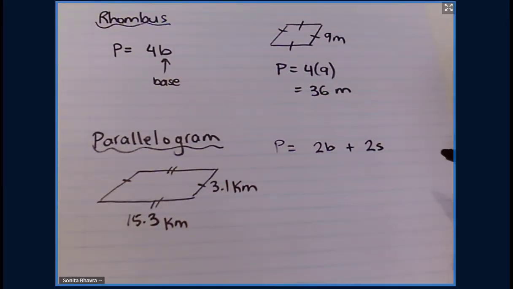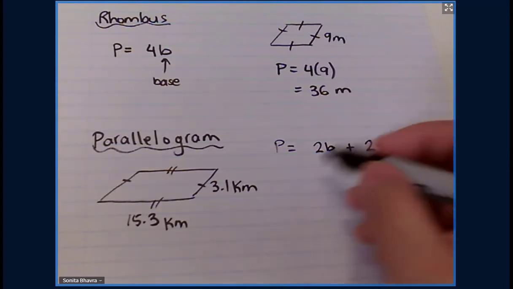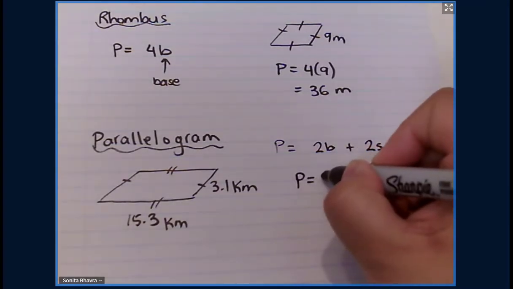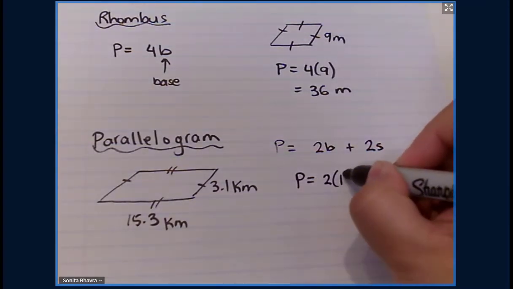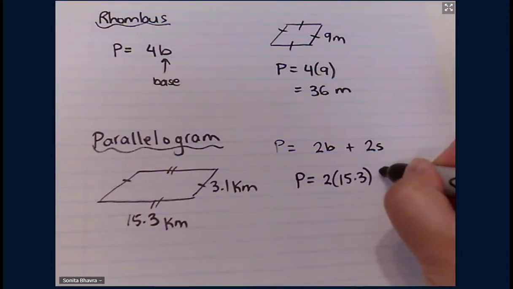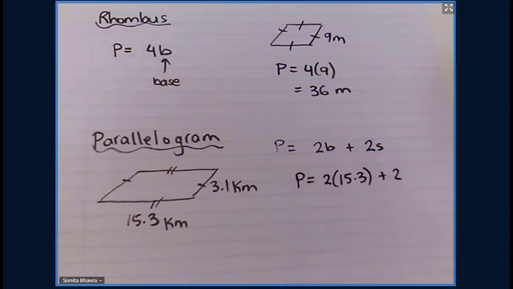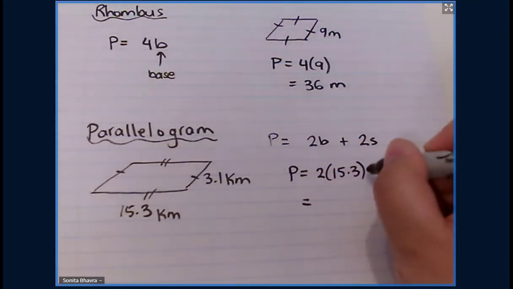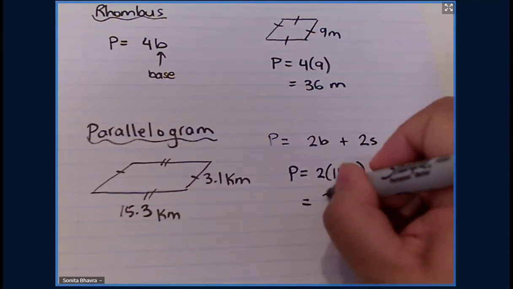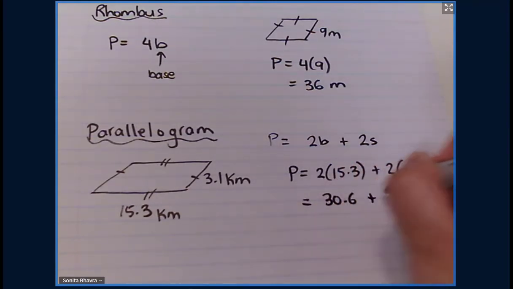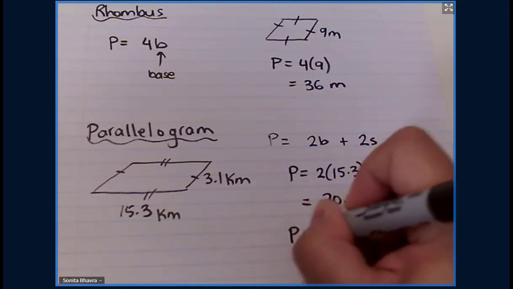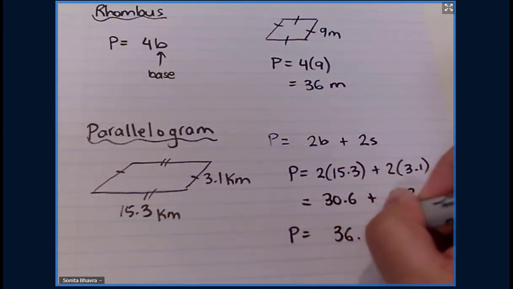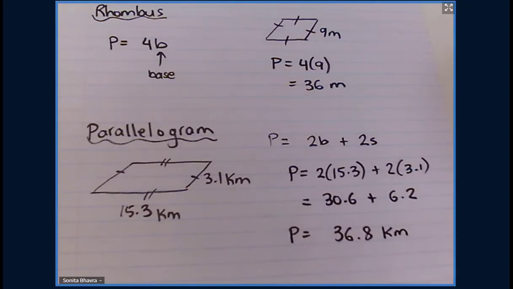All right, so substituting those into the formula, 2 times 15.3 plus the side is 3.1, so 2 times 3.1. So just like when we did the rectangle, make sure you do the multiplication first. So this would be 30.6, and this is 6.2, and then add them together, and we get 36.8 kilometers.